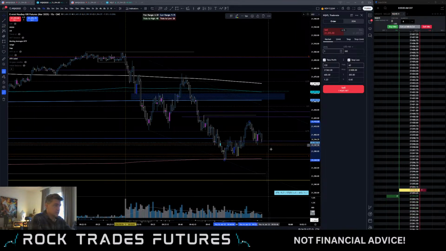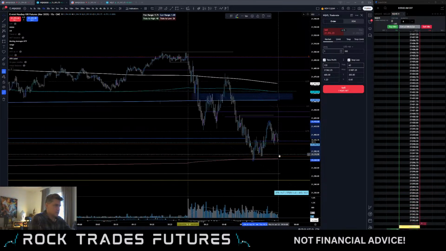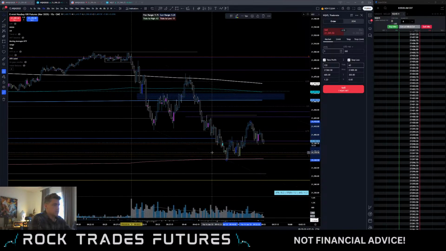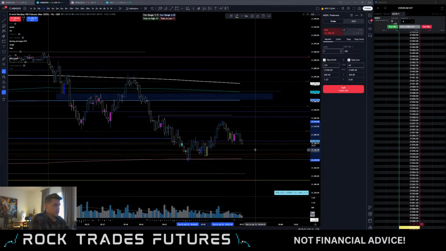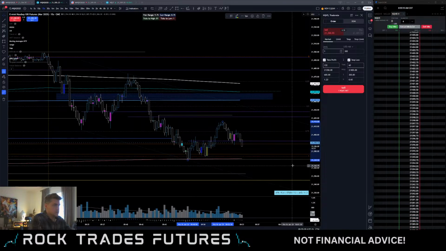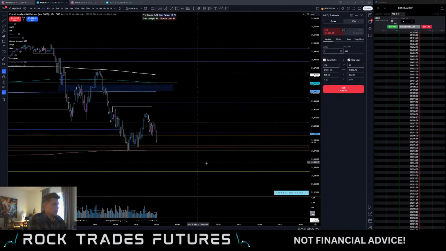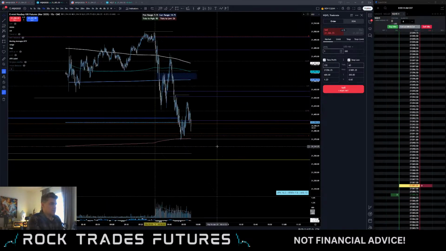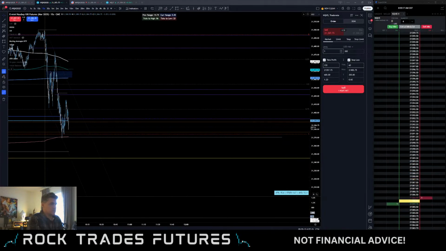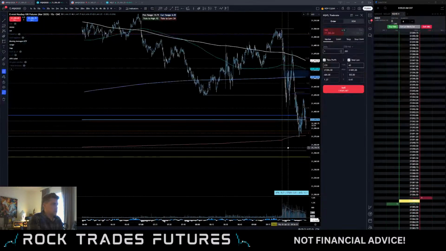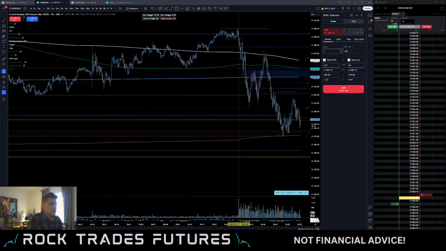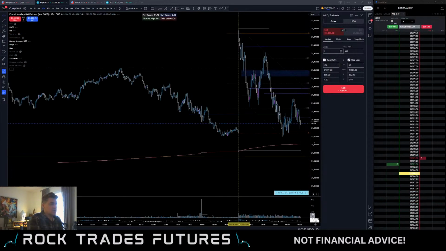Stuck sideways here for a bit. That's fine. I think probably a lot of people are a little wondering what's in store for us. I mean, you gotta love this level though, right? And this level called it perfectly, almost to the tick. And that is regular trading hours.